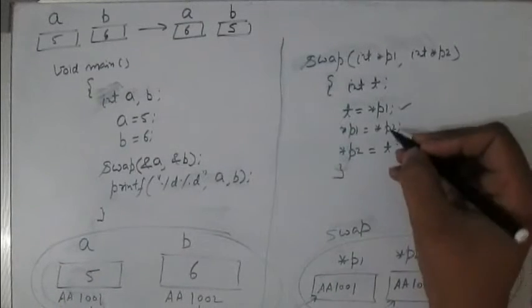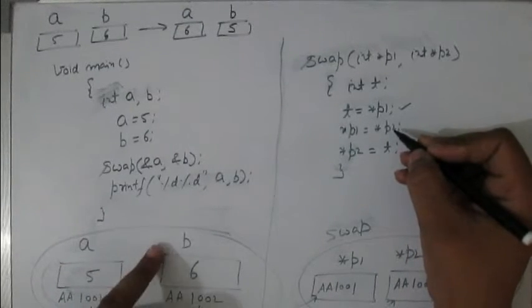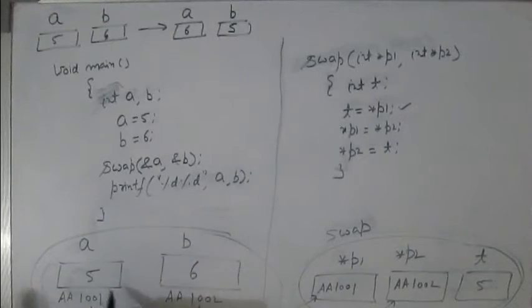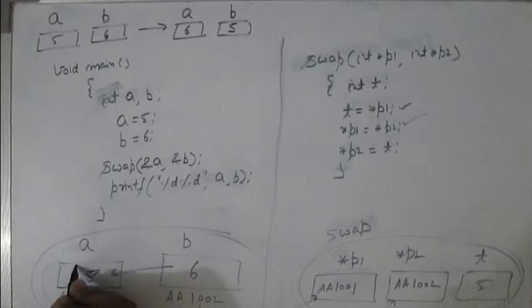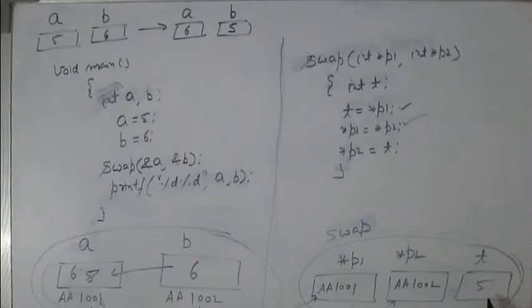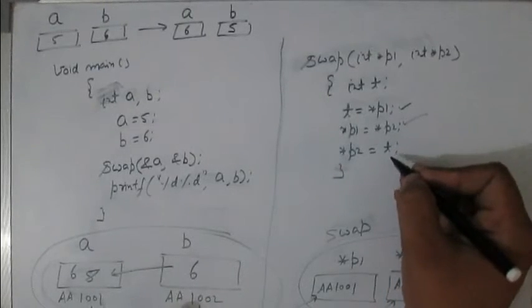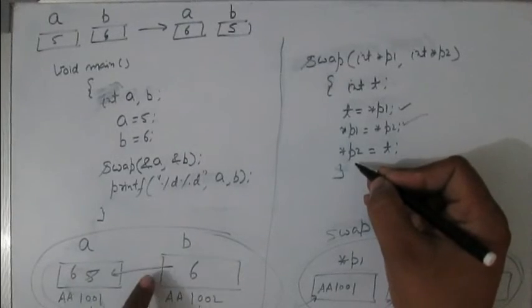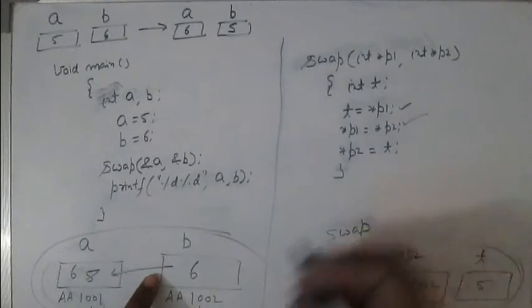Let us consider this statement. Star P2 is referring to B and star P1 is referring to A. So the value of B will be stored in A by this statement. So this 6 will be stored in A. And what about this statement? T means 5. This 5 will be stored in the variable which is being pointed to by P2. So B is being pointed to by P2. So 5 will be stored in B.